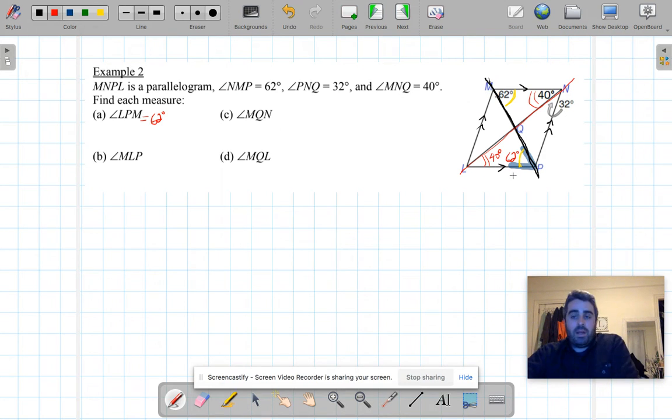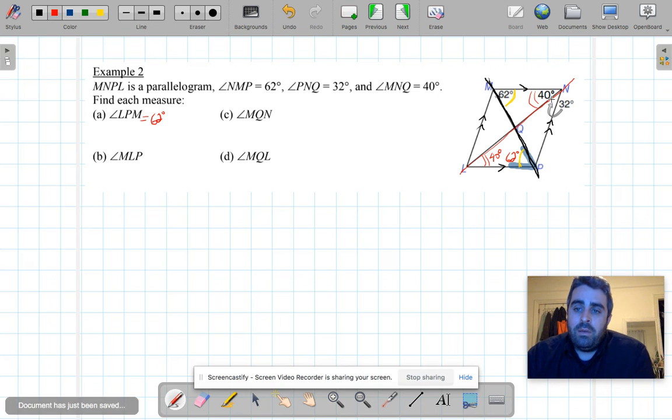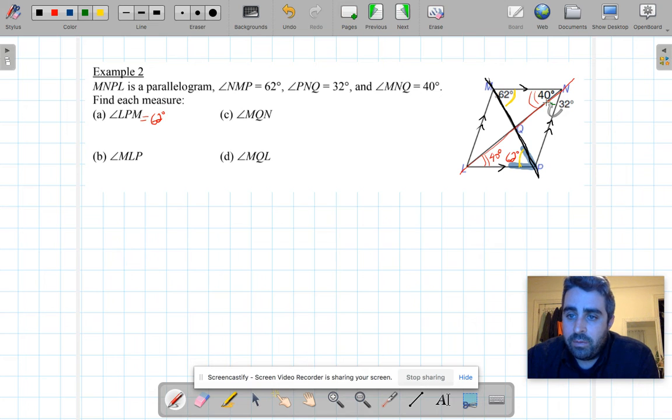There's a couple different ways you can think about this. I'm going to use the alternate interior angles theorem again, because again, we see another set of parallel lines, LM and PN, right here, if we kind of turn this diagram to the side. So we see this measure of this angle here is 32. This is angle PNQ. So I know that this other piece, QLM, is also 32 degrees, again, by the alternate interior angles theorem.